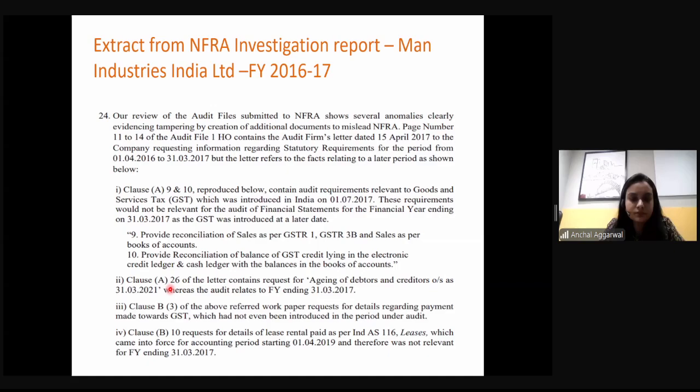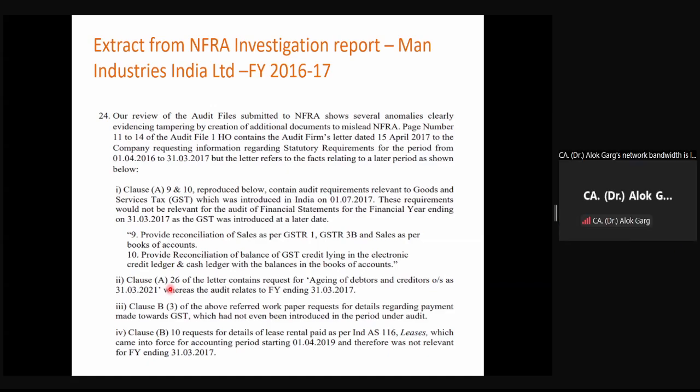So when this review happened from NFRA somewhere in 2020-21, they asked for some documentation, for correspondence between the auditor and the auditee. They were surprised to find that this audit firm had issued a letter asking for some information relating to GST.